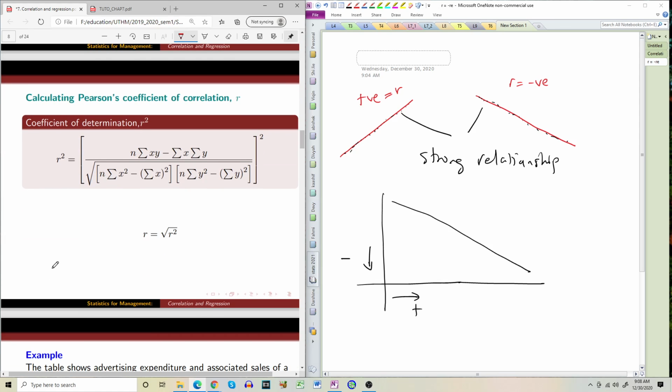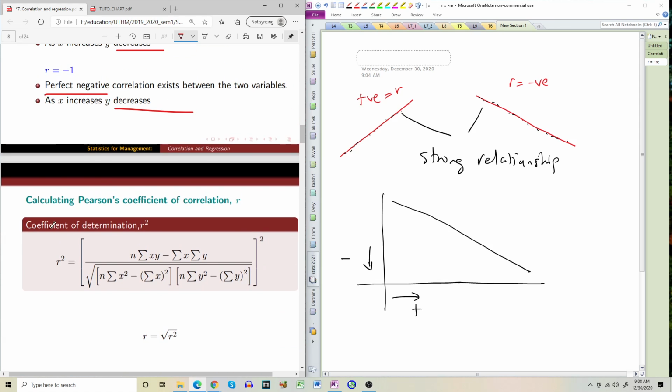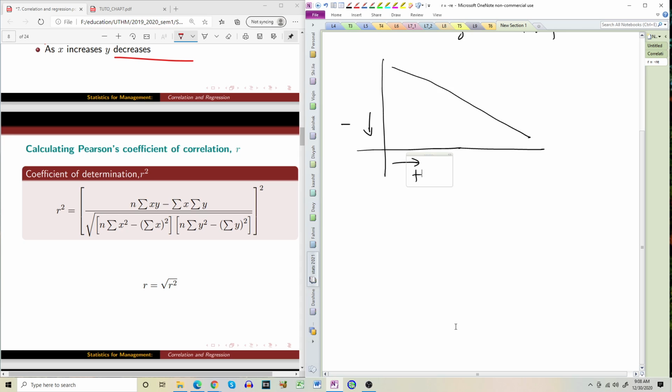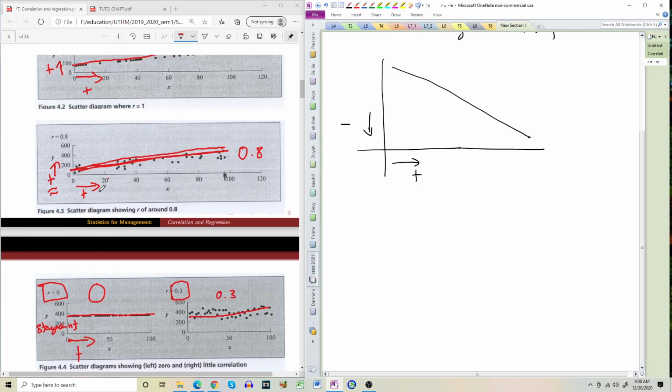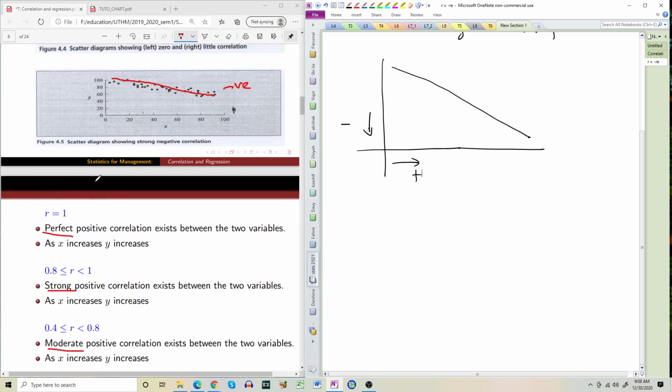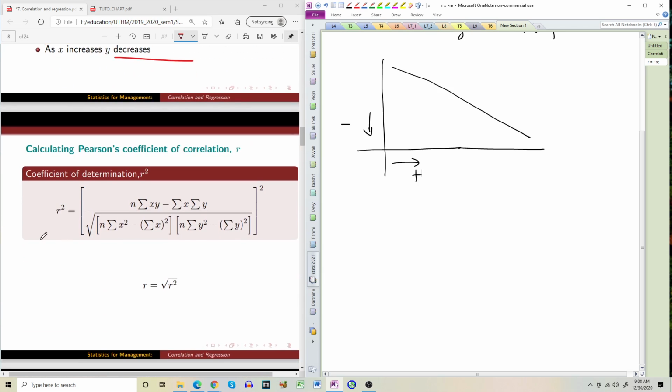This is the formula. Of course, you can always refer to the formula. Our aim is to find R. What is R again? R is actually the Pearson coefficient. The Pearson coefficient will tell you how strong is the relationship. For you to find R, you need to find R square first. The formula is given here, R square. Then from R square you will find R.